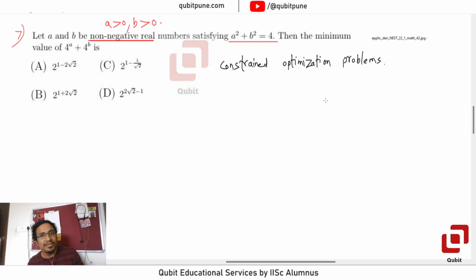Okay, now what is meant by constraint optimization? By constraint optimization, we mean the function that we want to optimize. Now see, we can choose values of a and b at our will so that the function is minimized or maximized, whatever it is. But we would like to meet that requirement under a constraint.